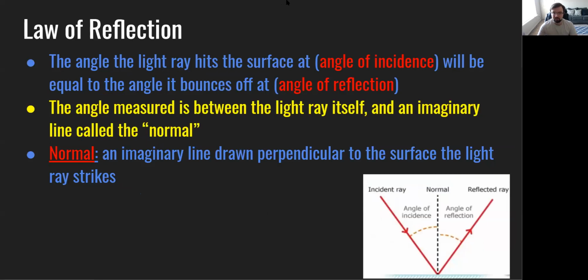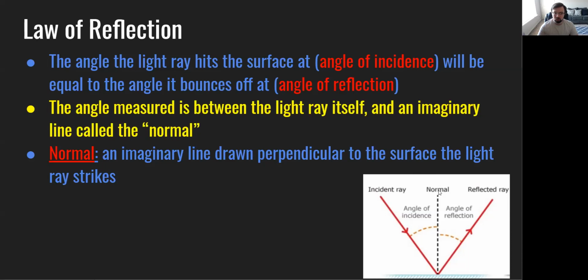The law of reflection says that the angle a light ray hits the surface at... So notice this picture down here at the right. The incident ray is the original light ray, the light ray right before it hits something. Here it is hitting this surface on the bottom. Where it hits the surface, it's going to bounce off, and now we have the reflected ray. The angle that it hits the surface at is called the angle of incidence. And it's going to be equal to the angle it bounces off at, which is called the angle of reflection. Where we measure this angle, though, is very important.